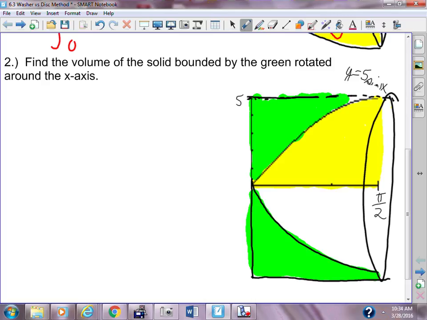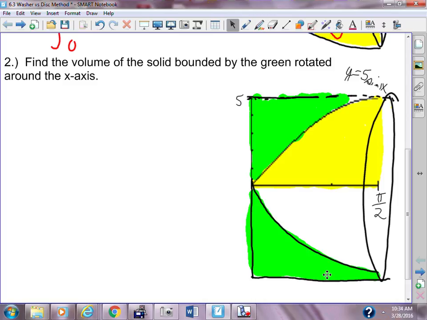Are you finding both the greens or just the one on the bottom? Just the green solid that I end up with. So imagine that the horizontal line on the top is rotating, which is pretty much going to give me a cylinder. And then you've got that dome that's being taken out of it. So you're just, it's a disc. Okay, so this one's not a solid disc.